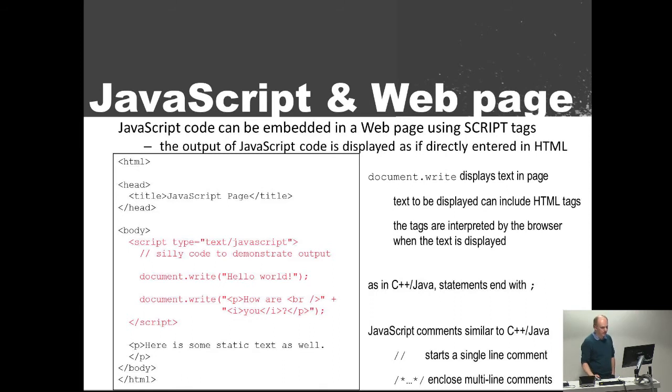And another aspect which reminds us of C++ and Java is how comments are used. So you can have the double slash if you have one line of comment, or slash star if you want to have a paragraph of comments.